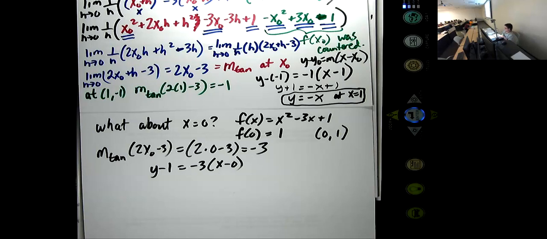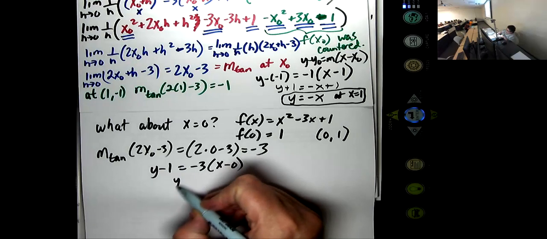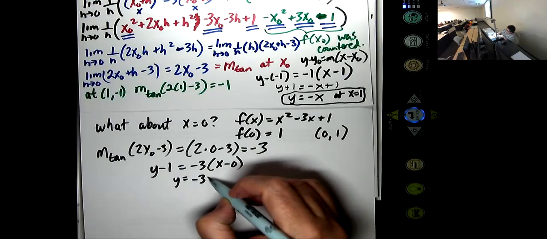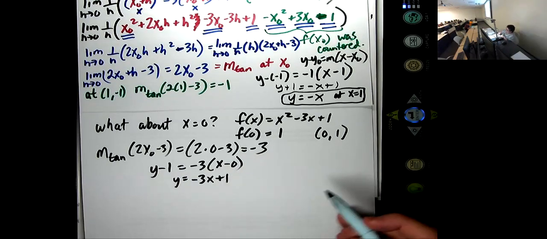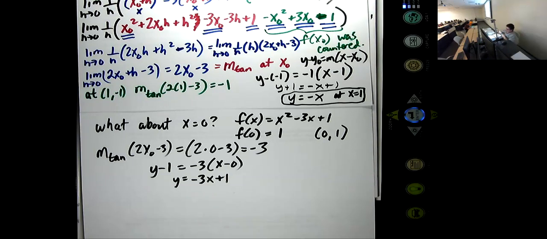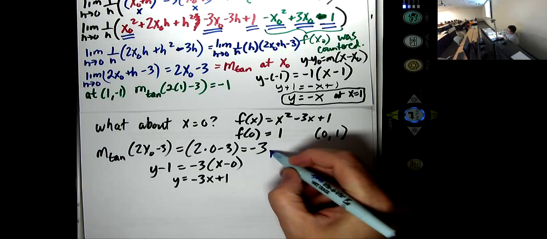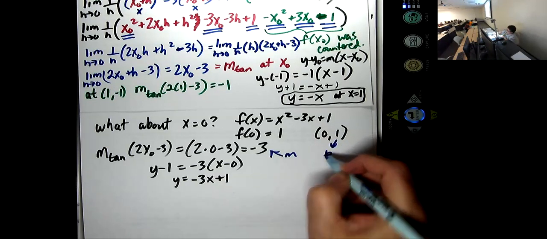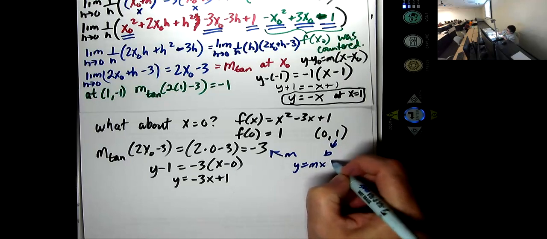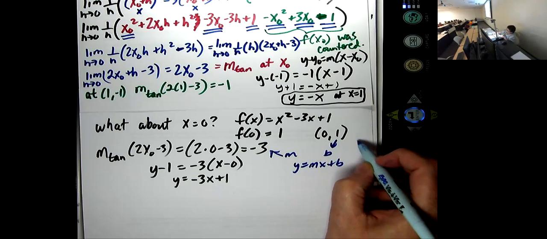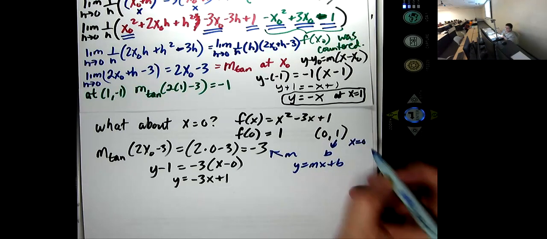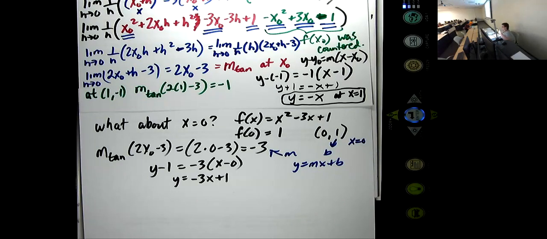There's a faster way of doing this, of course. You'll see that we get y equals negative 3x plus 1, which we could have jumped straight to using the slope-intercept method. That's m, this is b, y equals mx plus b. This only works when x equals 0. So different tangent lines for different points on that graph.